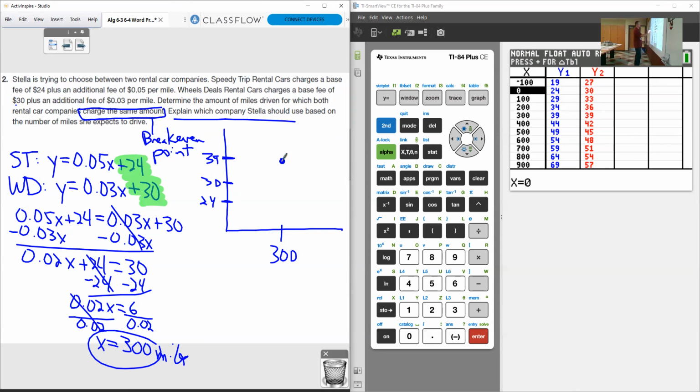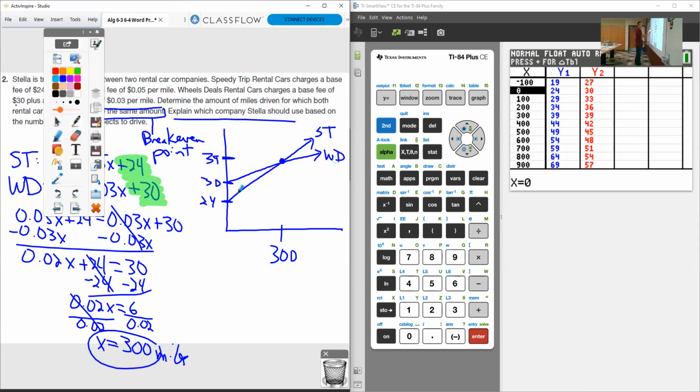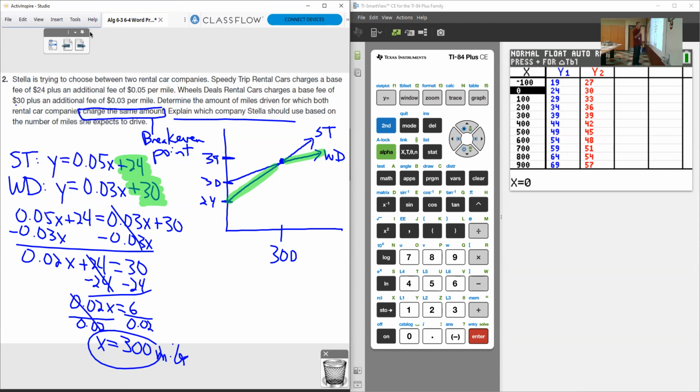So for Speedy Trip, I'm going to start here at my y-intercept and go up right through it. That is Speedy Trip. And starting for Wheels Deals, I'm starting there and going like this. This is Wheels Deals. So again, we want the lower amounts. So we want this part and this part because you want to pay less for your rental car. You don't want to pay more. So you want the lower amount.